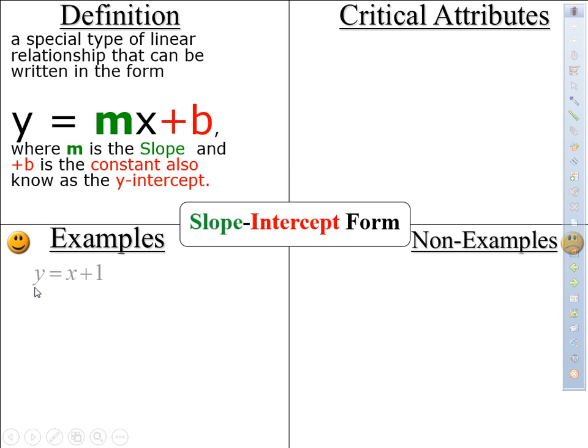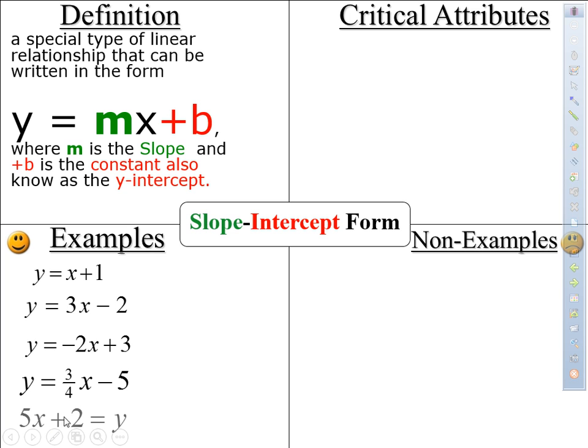Here we go. Y equals x plus 1. Y equals 3x minus 2. Y equals negative 2x plus 3. Y equals 3/4 x minus 5. 5x plus 2 equals y. And the last example, y equals 4x. All of those are slope-intercept form. Slope-intercept form is y equals mx plus b.